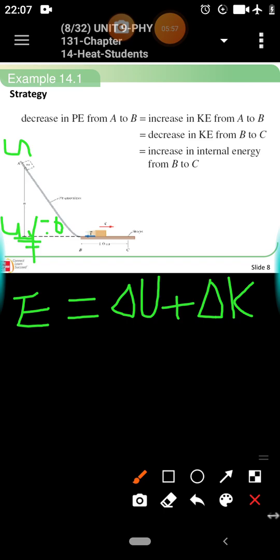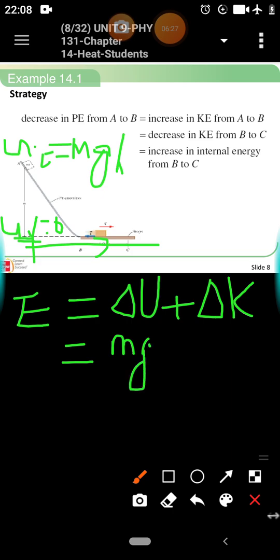As the block moves, at this point it has a final potential of 0, yet it has an initial potential energy of mgh, where h is the height. So this means that the change in potential will be mgh. We'll have this contribution.